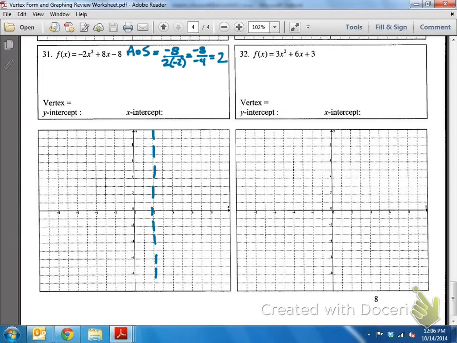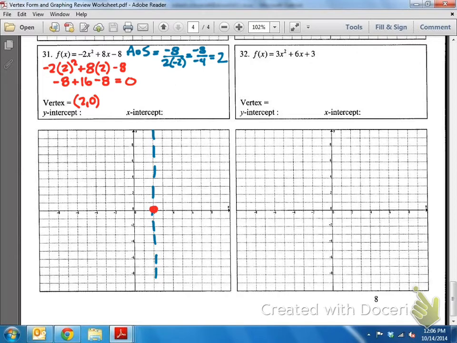So let's plug into the equation, and we'll find out what y is. If we know the x part of the vertex, we can find the y part by plugging it in. So 2 squared is 4, and 4 times negative 2 is negative 8. 8 times 2 is 16, minus 8. So negative 8 plus 16 is positive 8, and 8 minus 8 equals 0. So the vertex of my graph is 2, 0. Let's go ahead and plot that on there.